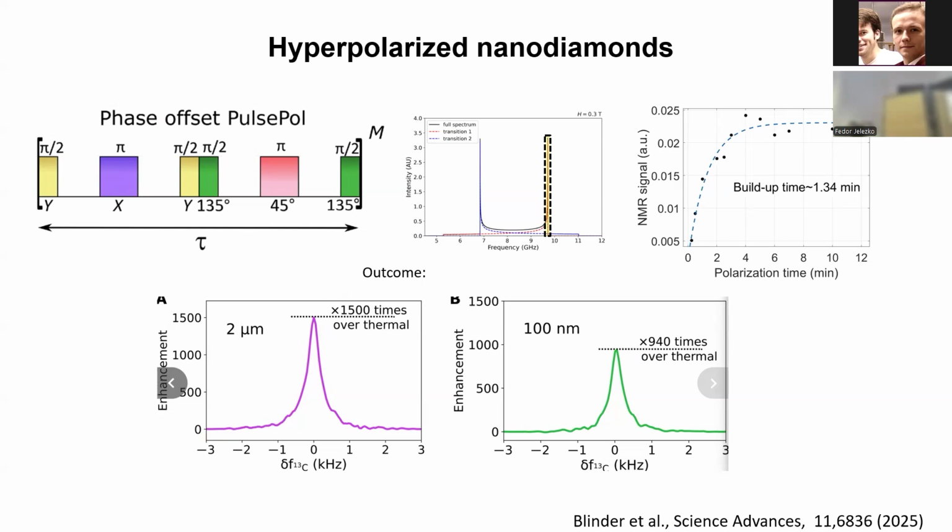can improve the polarization of the carbon-13 or increase hyperpolarized diamonds by about 3 orders of magnitude for 2 micrometer particles, and by close to 3 orders of magnitude, 940 times over thermal polarization, for about 100 nanometer particles.